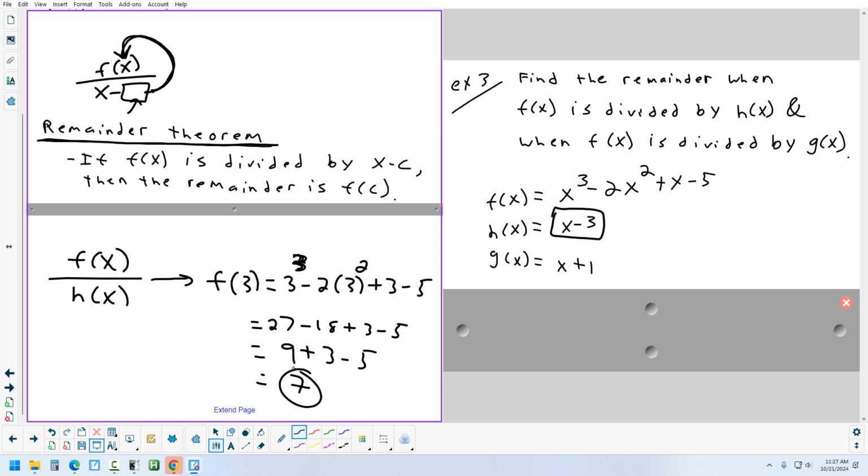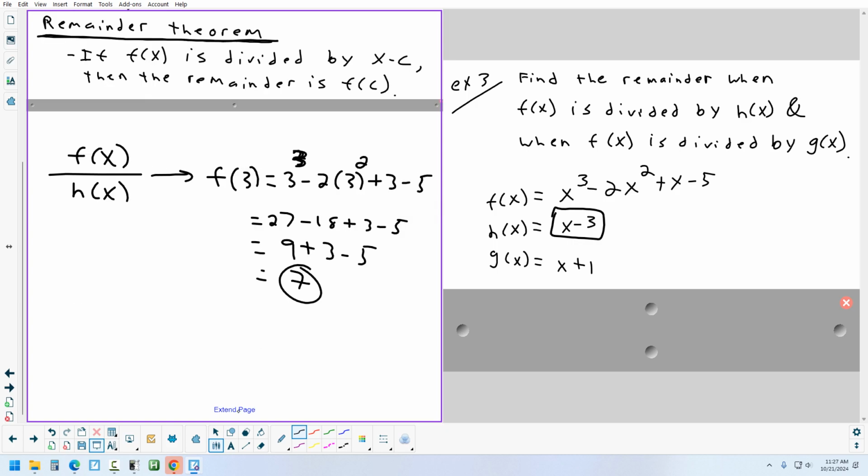So now if I said, is x minus 3 a factor of f of x? No. We got a remainder of 7. If something doesn't divide evenly into something, then it's not a factor. Okay. Now let's do f of x divided by g of x.